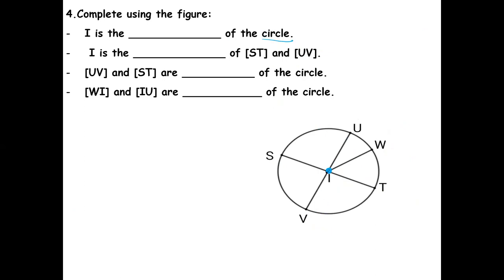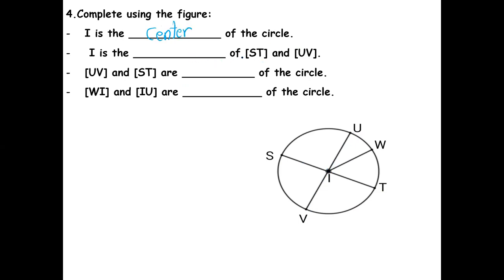But when I say what does I represent with respect to the diameter, I can't say it's the center of a diameter. It's the center of a circle, but it's the midpoint of a diameter because it's placed in the middle of the segment. So I with respect to the circle is the center. Some students will say it's the midpoint. No, teacher. It's the midpoint of the diameter. We can't say midpoint of a circle. It's the center of a circle.